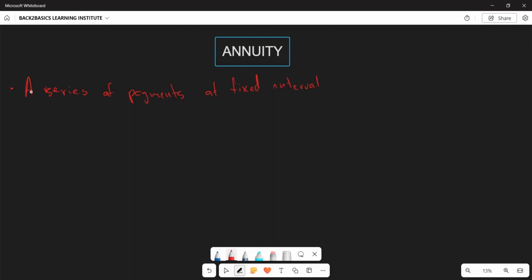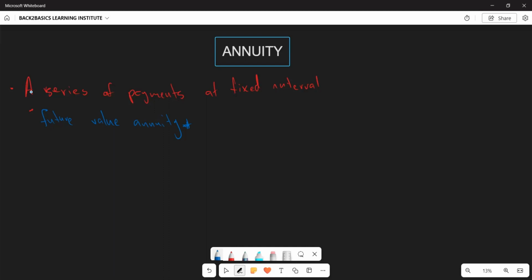Now what we need to understand is that we have two types of annuities. Firstly, we have what we call the future value annuity. To understand what a future value annuity is, basically it is an annuity in which the aim of that particular payment is to save for the future.